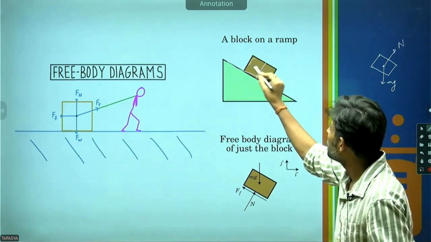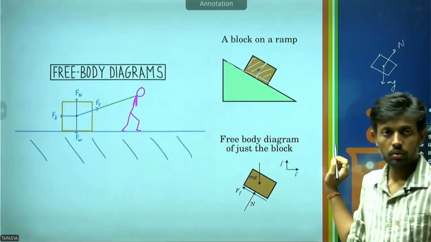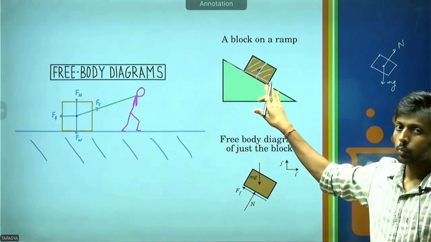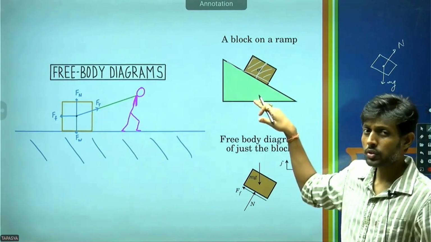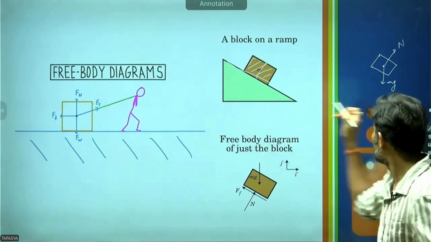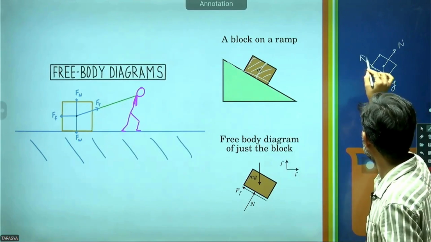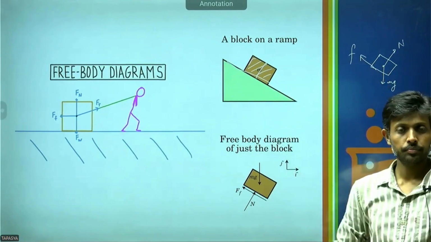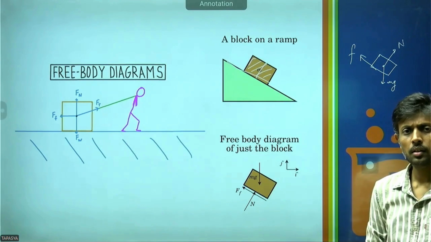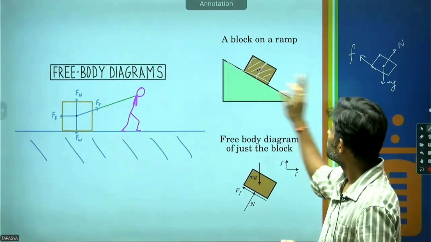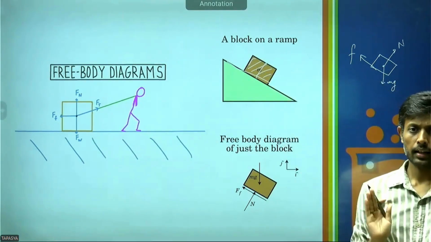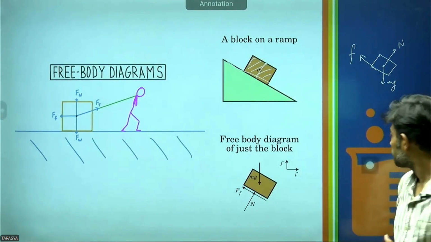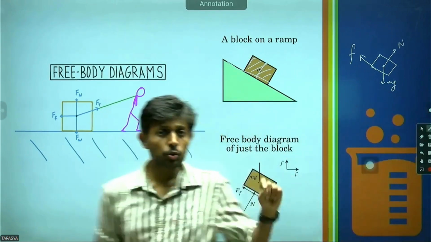Now, the tendency of this block is to slide down. This block will try to slide down, so frictional force is going to oppose this motion. There'll be a frictional force acting in this direction. Any other forces? These are all the forces that are acting on it. No other forces. Now, what to do after this?